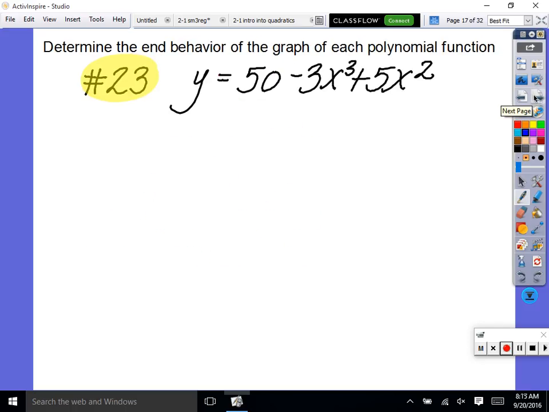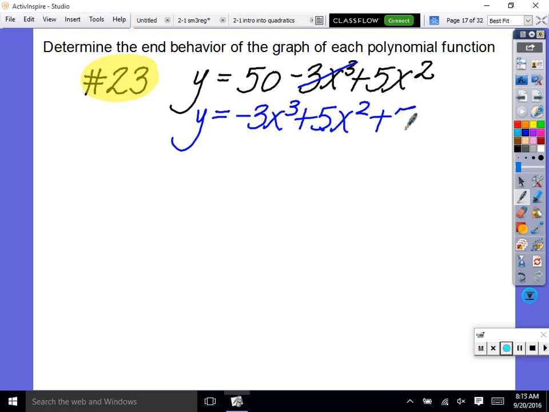Okay, we got to be careful on 23 because it's not in standard form. So we're going to rewrite it real quick as positive 5x squared minus 3x cubed. Nope, I should have put the cubed first, right? Here we go. Let's rewrite it correctly. So you have negative 3x cubed plus 5x squared, and then plus 50. Okay, we're not going to graph it. We're going to use our rules because it's much quicker, really.